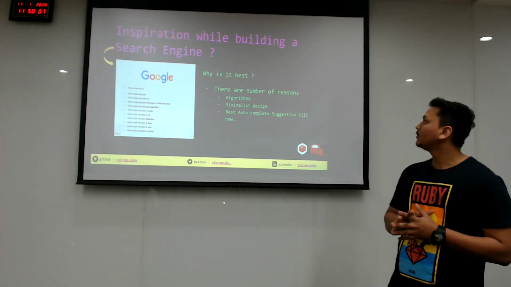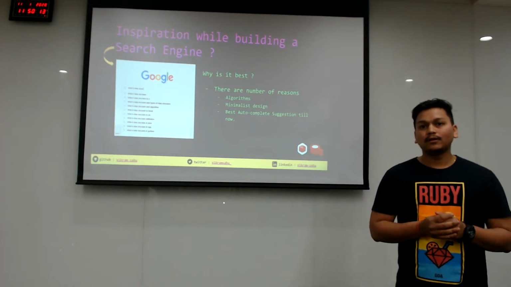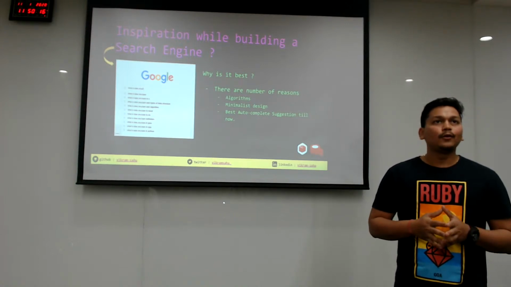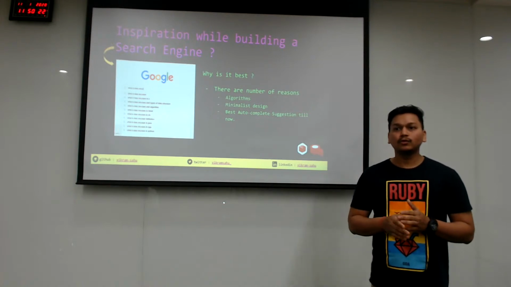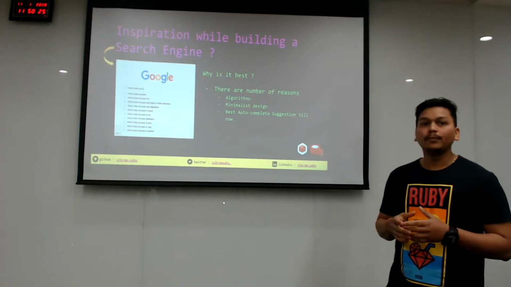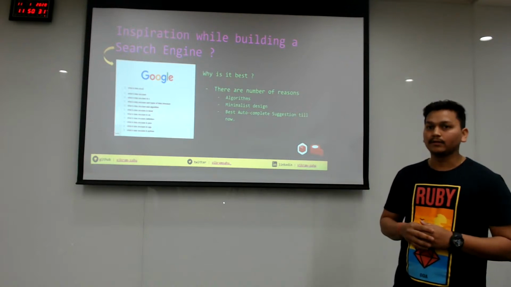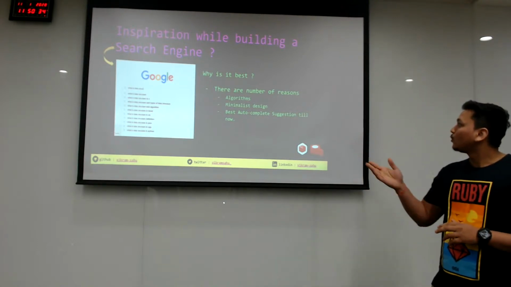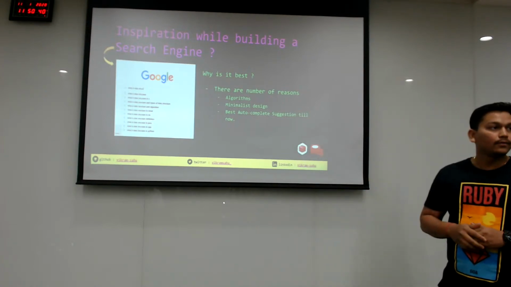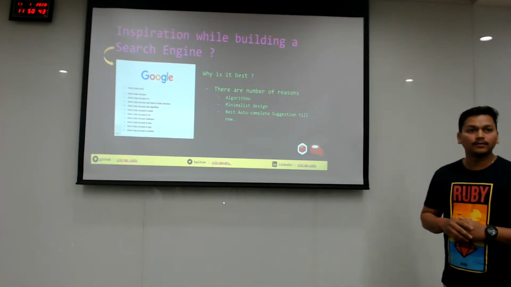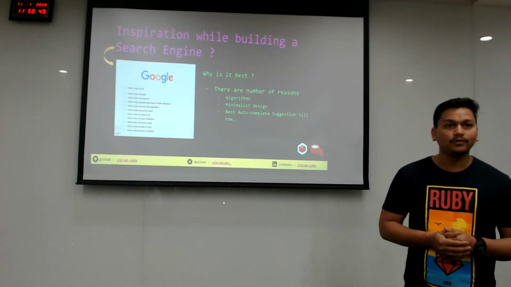And second is the minimalistic design. When you open Google's search bar, you are not distracted by anything. You are very focused on what you are trying to search because it's a simple, easy design and very accurate. It has the best autocomplete suggestions. You can see here: what is data, data structure, and so on. So this kind of inspiration is much better if you are building a search engine.